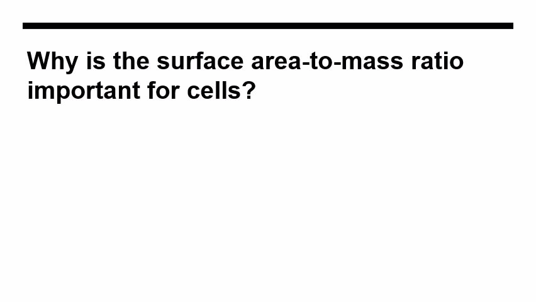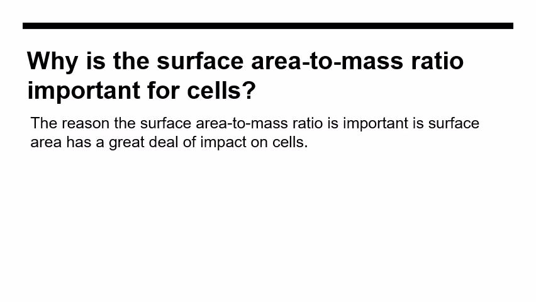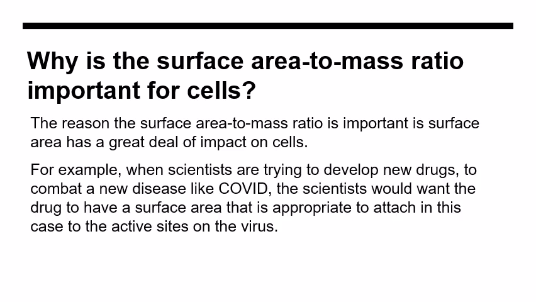Why is the surface area to mass ratio important for cells? The reason the surface area to mass ratio is important is the surface area has a great deal of impact on cells. For example, when scientists are trying to develop new drugs to combat a new disease like COVID, the scientists would want the drug to have a surface area that is appropriate to attach, in this case, to the active sites on the virus.